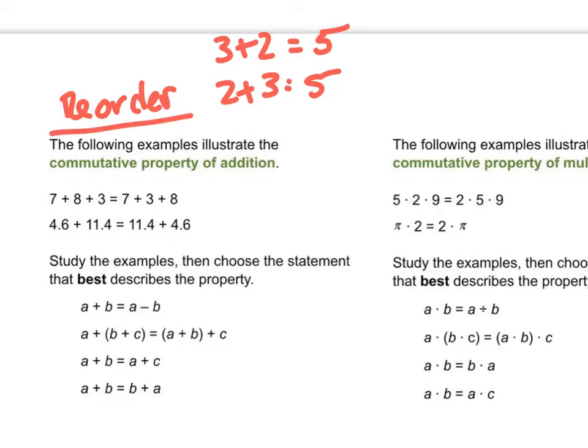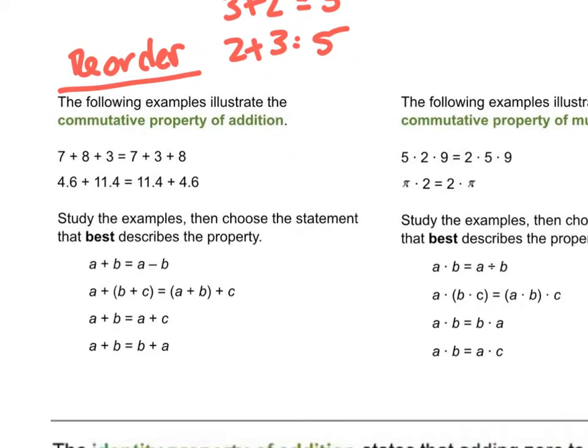All right? And so then it says, study the examples, then choose the one that best describes the property. Well, which one shows that if I look at the left side of the equal sign or the right side of the equal sign, they've reordered the numbers? It's this last one, because all they've done here is reorder these numbers.